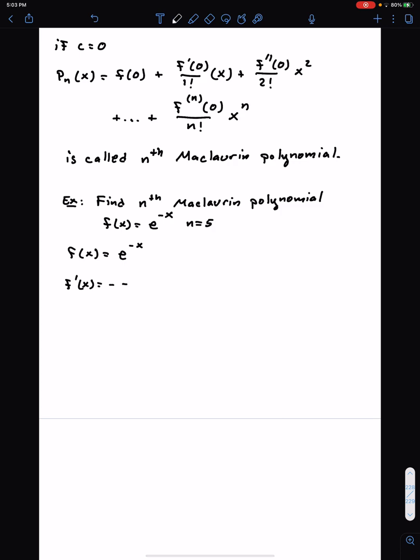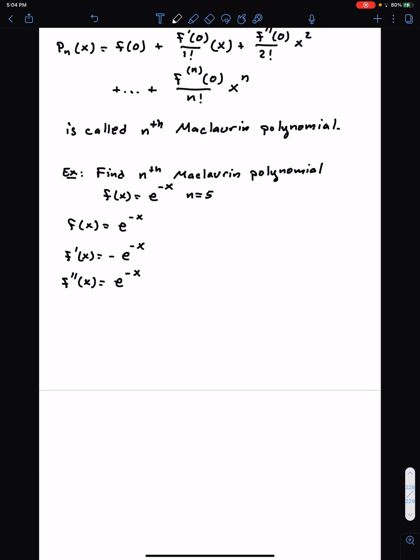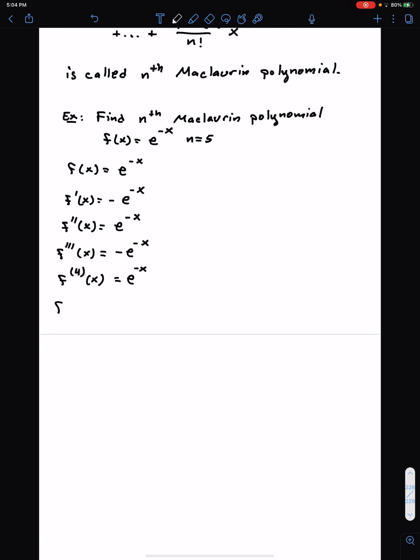F prime of x is negative e to the negative x. F double prime of x is e to the negative x. F triple prime of x is negative e to the negative x. The fourth derivative is e to the negative x. And then the fifth derivative is negative e to the negative x.